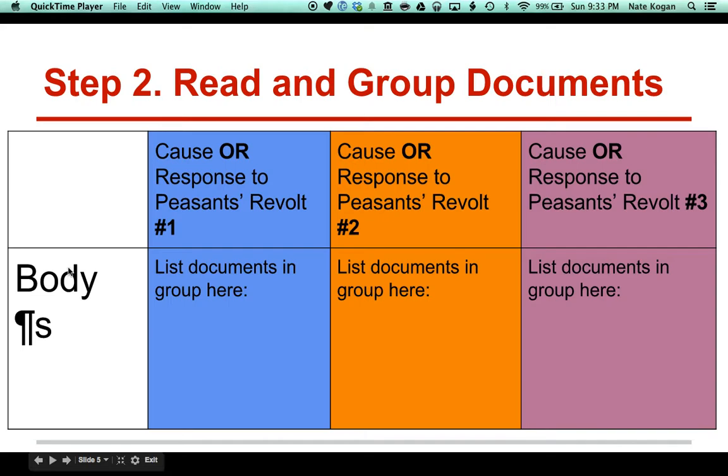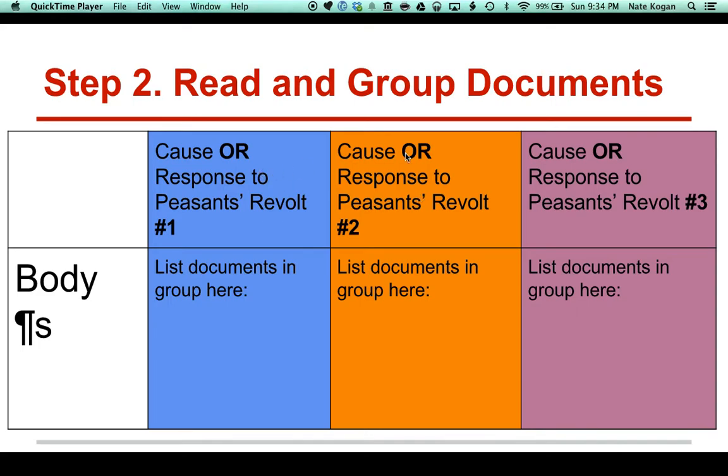As I encourage you to do for the free response question, we just want to reiterate for ourselves and list out at the top what precisely the groups need to address. What are we looking for? So in this case, I've noted very generally, we're looking for a cause of or response to the peasants' revolt. I apologize for not having this parallel. So those are the three things that we're setting up.